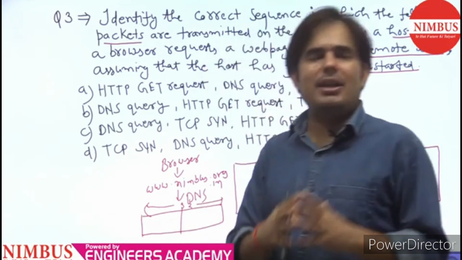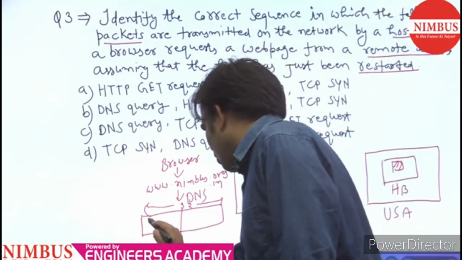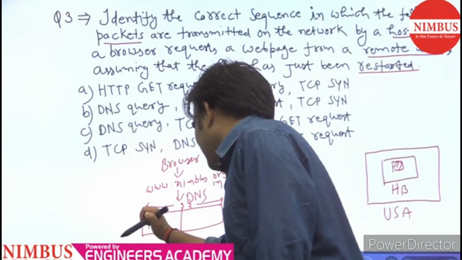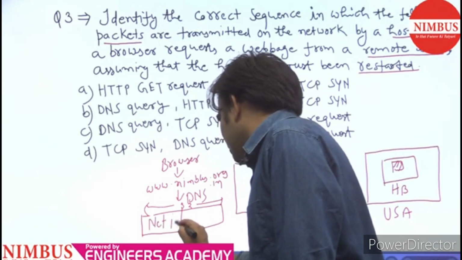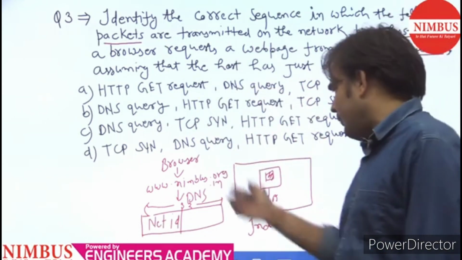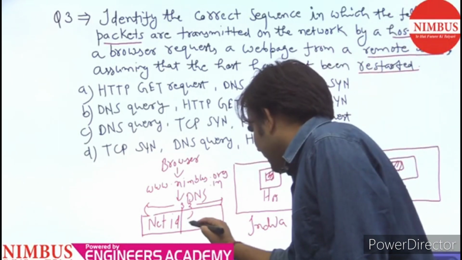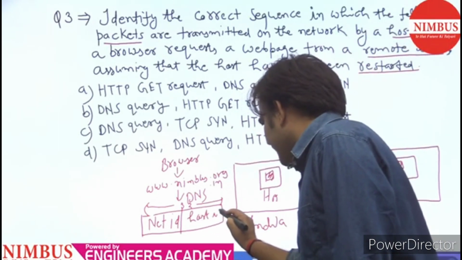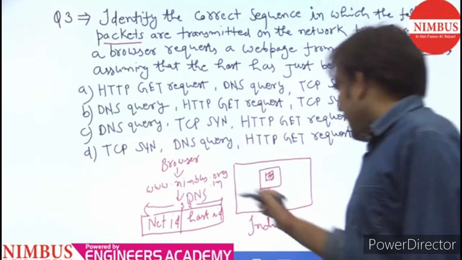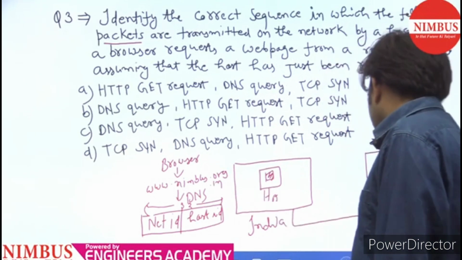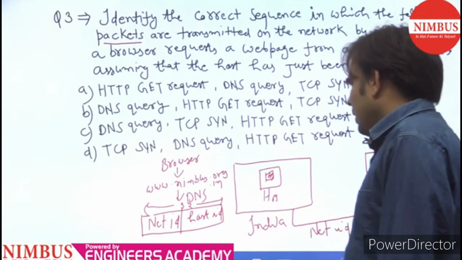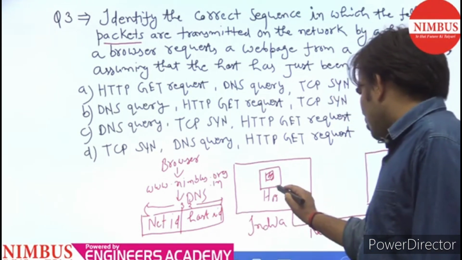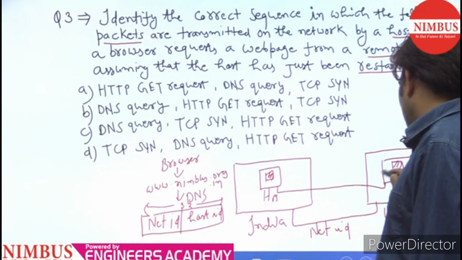And here in the IP address we have two parts. First one is what? Net ID. Very simple. Through this process you can understand which option is correct here. And second is what? Host ID. So net ID is used to connect this network to this network, and host ID is used to connect this host to this host.